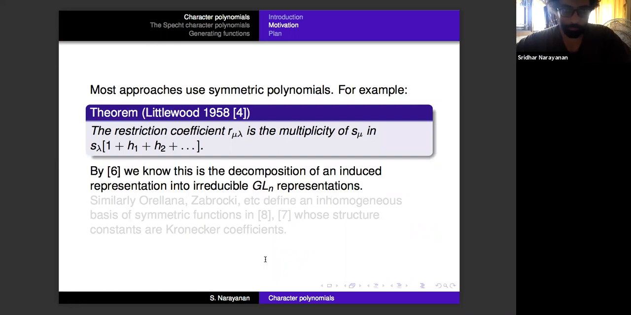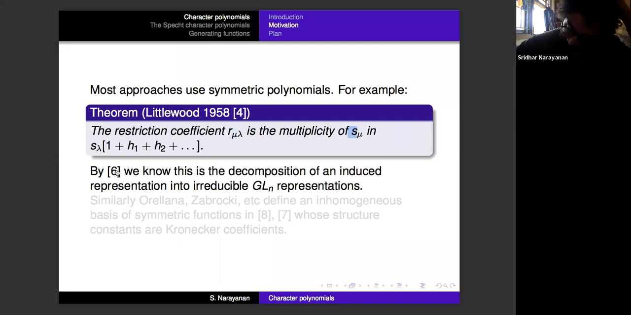So at this point, why are we using character polynomials specifically? These two problems, the restriction problem and the Kronecker problem, have been studied for at least 70 or 80 years, and most of the literature deals with them from the symmetric function, symmetric polynomial side. For example, you have this theorem by Littlewood that says that the restriction coefficient is the multiplicity of S mu in S lambda. Let me remind you, this R mu lambda is the multiplicity of the Specht module corresponding to lambda when you restrict the Weyl module corresponding to mu to the symmetric group. So they're saying that this restriction coefficient is the multiplicity of S mu in S lambda.